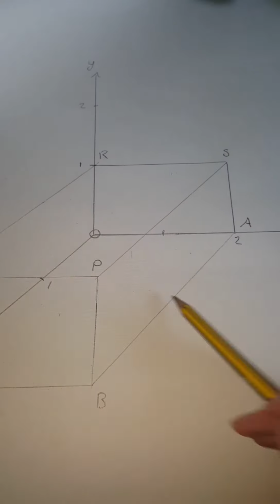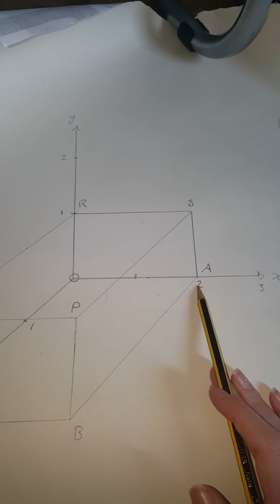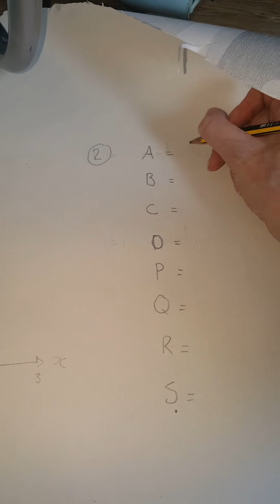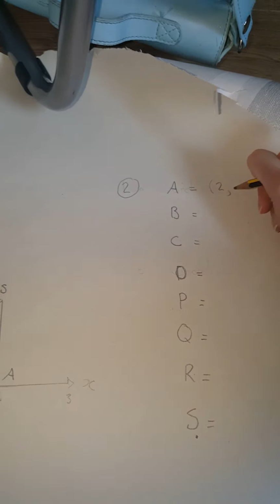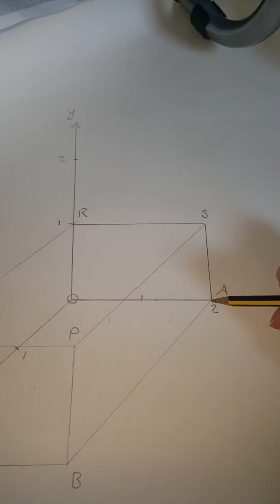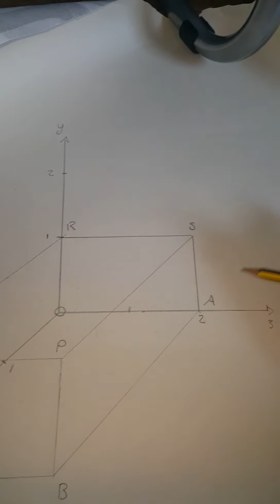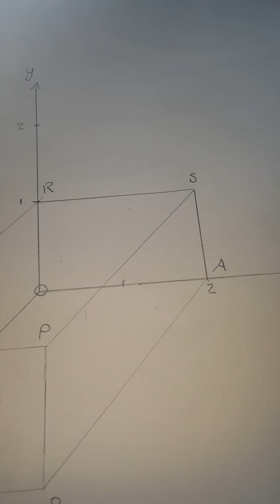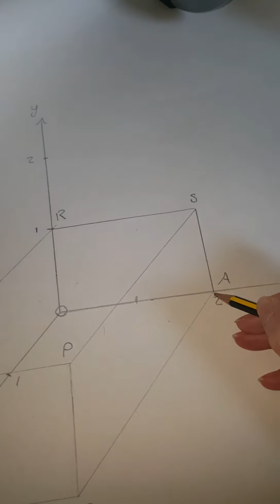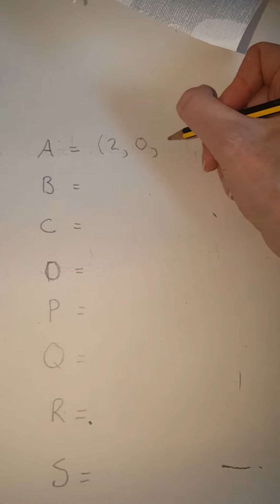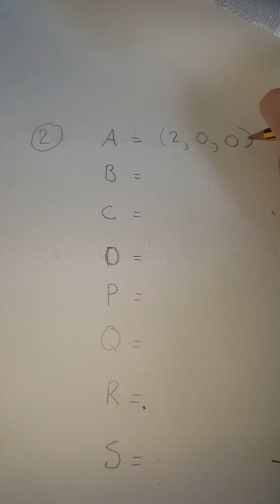Right, so let's start off with A. A's there. Now we look at how far along the x coordinate I go to get to A. Well, I go along 2 places, so the x coordinate of A is 2. How far up the y do I go to get to A? Well, I'm not going up at all, so the y coordinate is 0. And finally, how far out do I go to get to A? Well, again, I'm not going out at all, so the z coordinate is 0 as well.